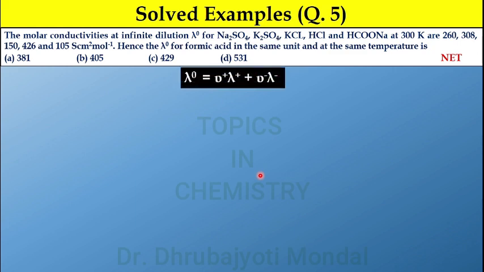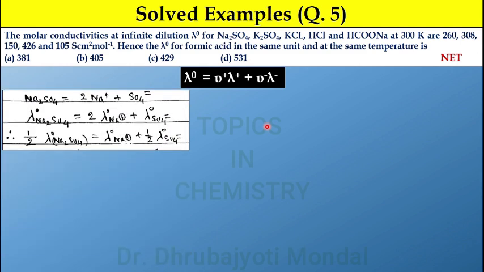So this is a problem from Kohlrausch law, and you know that according to Kohlrausch law, lambda 0 is equal to nu plus lambda plus plus nu minus lambda minus. Nu plus is equal to the number of cations, nu minus is equal to the number of anions, lambda plus is equal to the conductivity of the cation, lambda minus is equal to the conductivity of the anion.